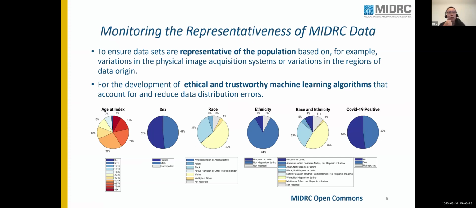We are monitoring the representativeness of the MIDRC data to ensure datasets are representative of populations based on, for example, variations in the physical imaging acquisition system or variations in the regions of data origin. For the development of ethical and trustworthy machine learning algorithms, let's account for and reduce data distribution errors. Next, please.